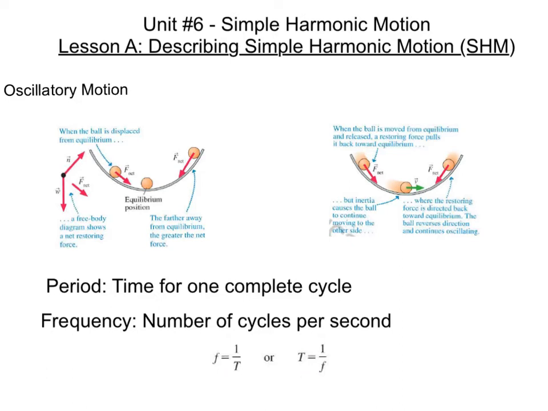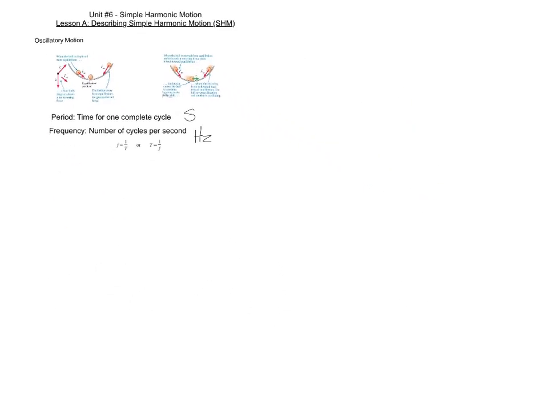Now, because period is the time for one complete cycle, its standard unit is the second. The unit for frequency is called a hertz, Hz. You'll often hear about megahertz or kilohertz. Just like any other unit, a kilohertz is 10 to the 3 hertz, a megahertz is 10 to the 6 hertz, and a gigahertz is 10 to the 9 hertz.